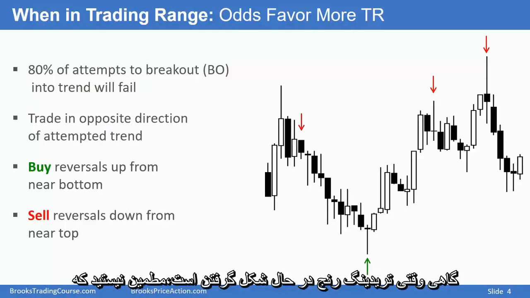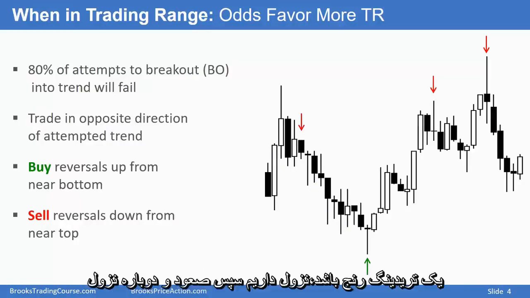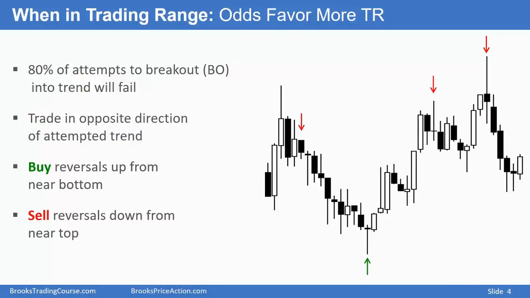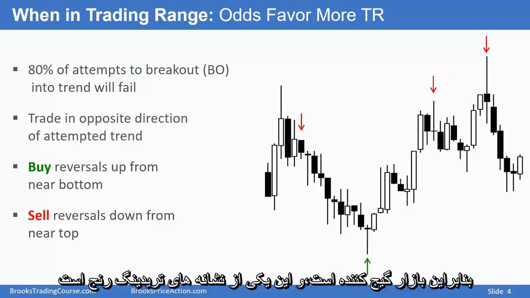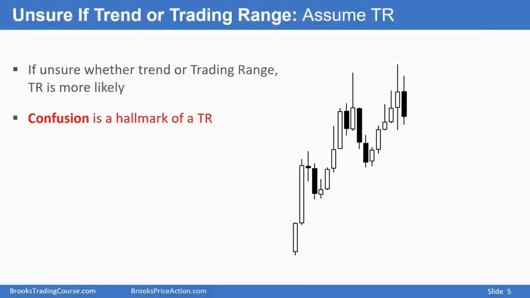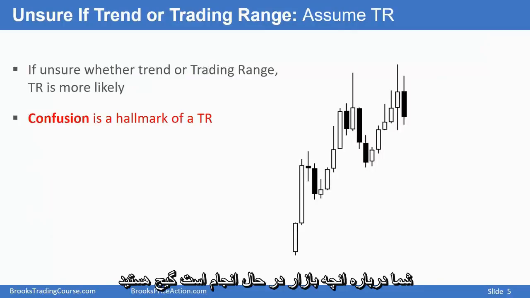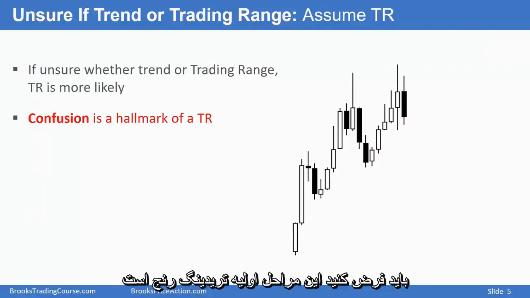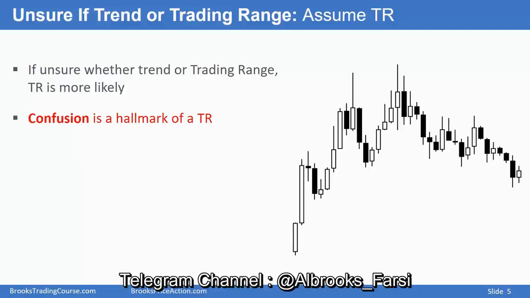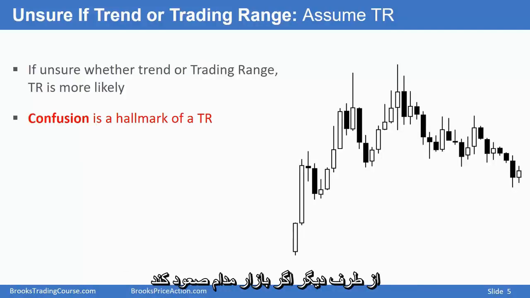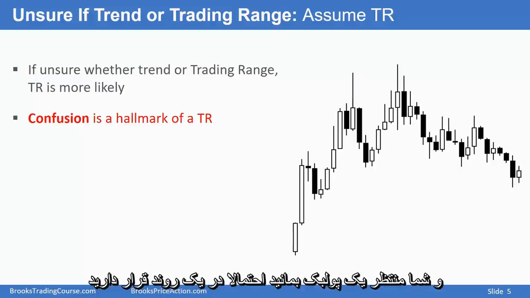Sometimes when a trading range is forming, you're not sure that it's a trading range. Here we went down, but then we went up, and then we went down again. So the market's confusing, and that's one of the hallmarks of a trading range. If you look at a chart and you're confused as to what the market is doing, you should assume it's in the early stages of a trading range. On the other hand, if the market just keeps going up and up and up, and you start waiting for a pullback, you're probably in a trend.